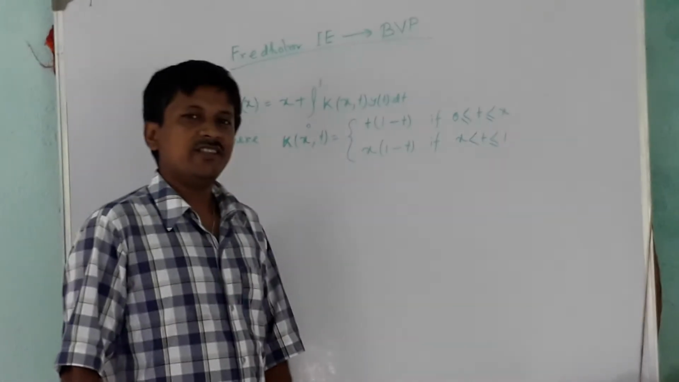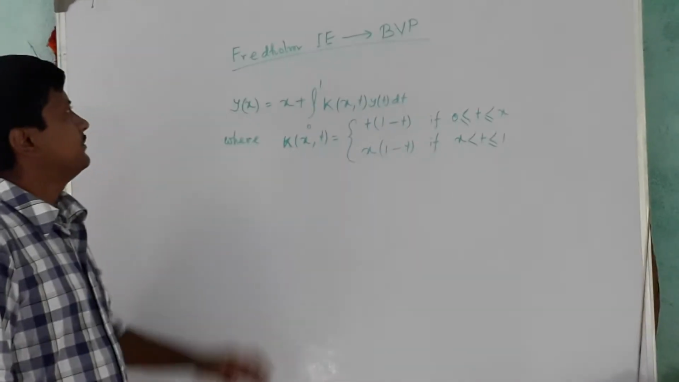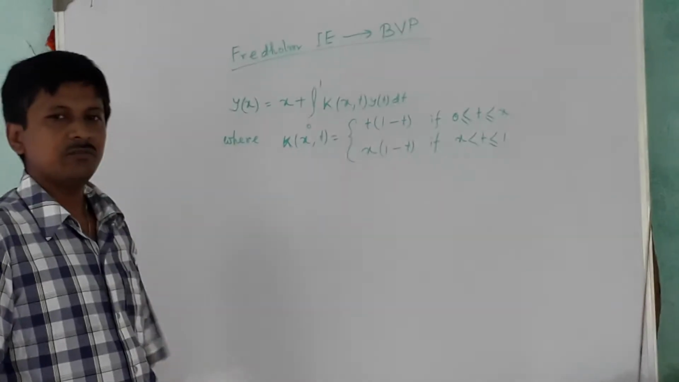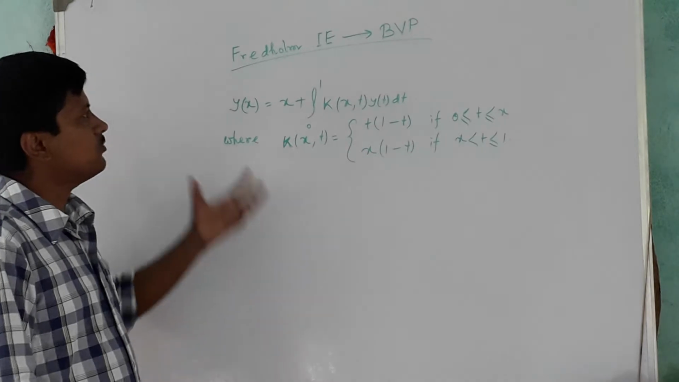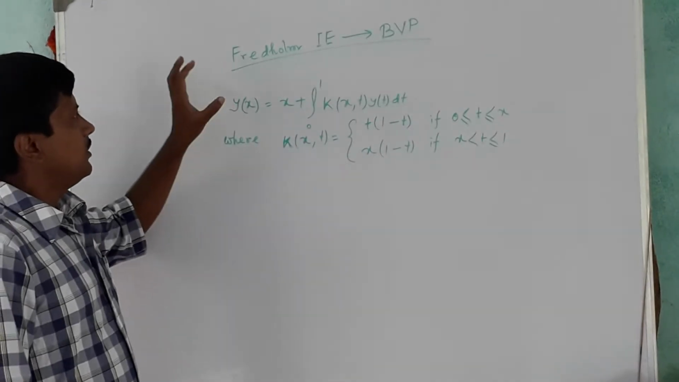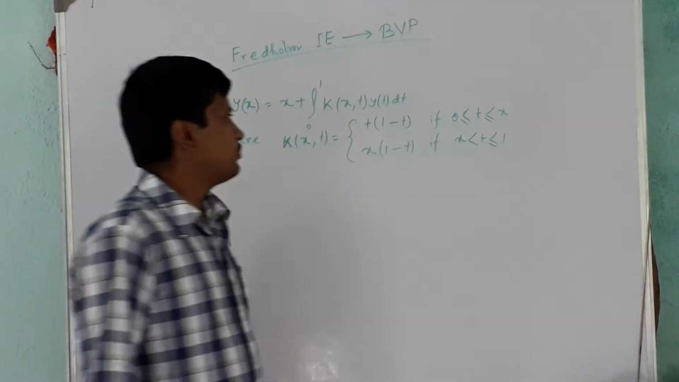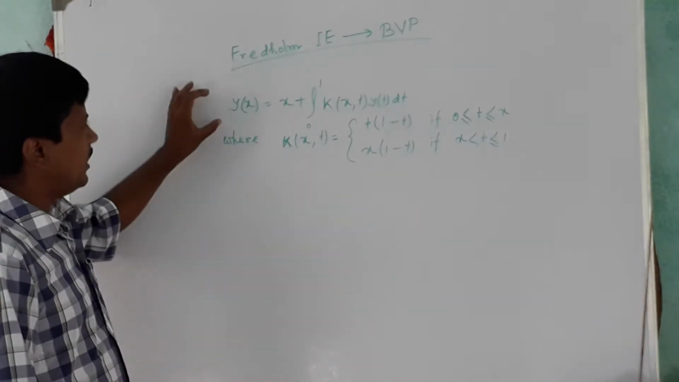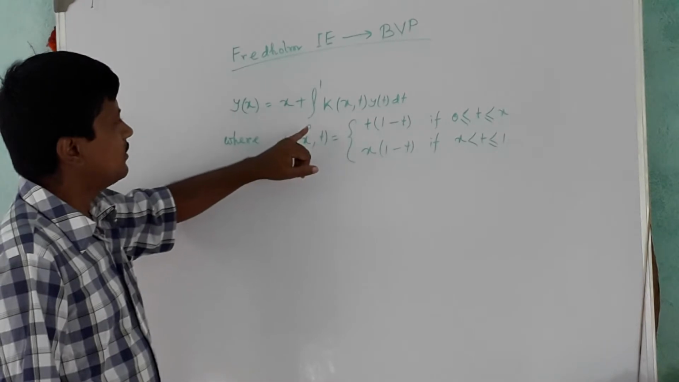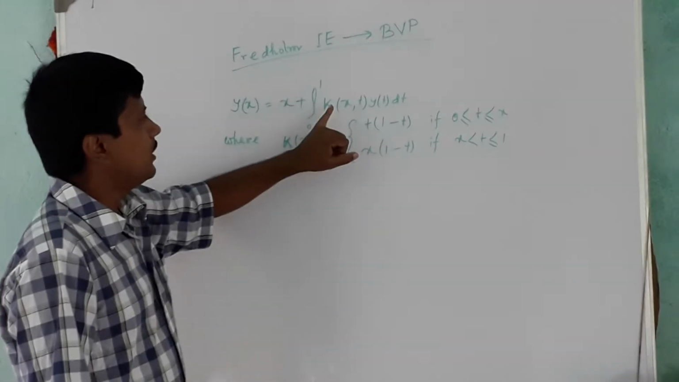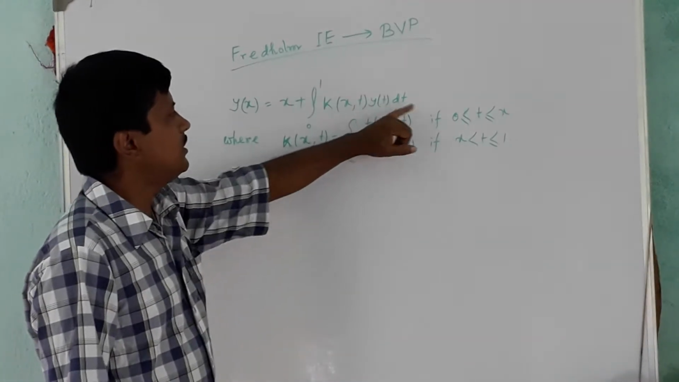Today we discuss how you can convert a Fredholm integral equation problem into a boundary value differential problem. That means we are encouraged to find a differential equation with boundary conditions. Here we consider a particular case: y(x) is equal to x plus the integral from 0 to 1 of K(x,t) y(t) dt.